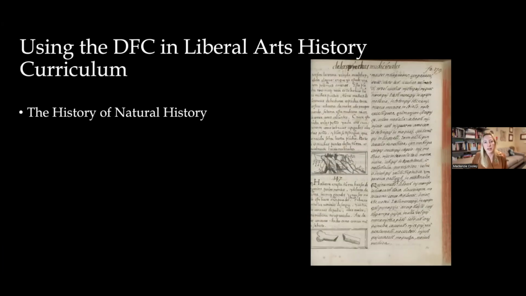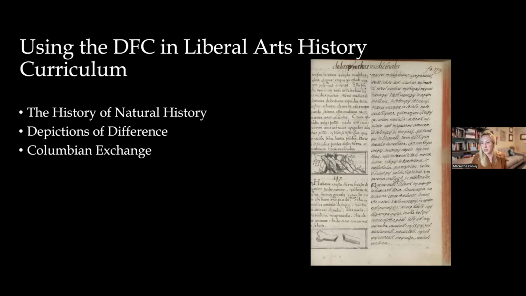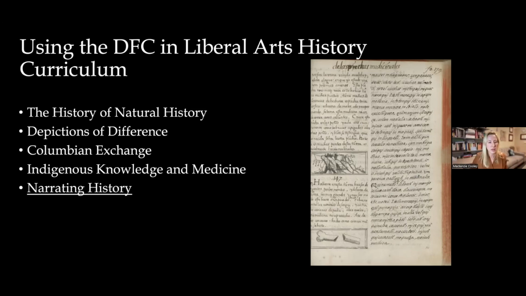So with that, I think there are a whole number of things that students can see with easy relevance for the study of history. We can see the history of natural history, so omnipresent in Book 11, depictions of difference, the Columbian Exchange, the flora and fauna and richness of growing that is all over this codex. There are also so many wonderful examples of indigenous knowledge in medicine and syncretic traditions of knowledge making and medicine making as well.